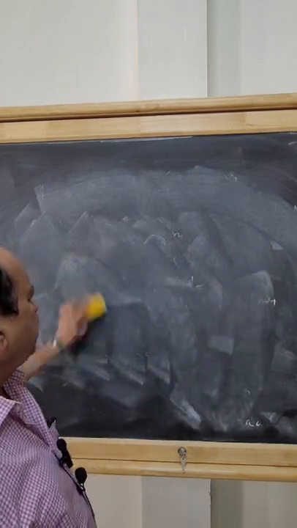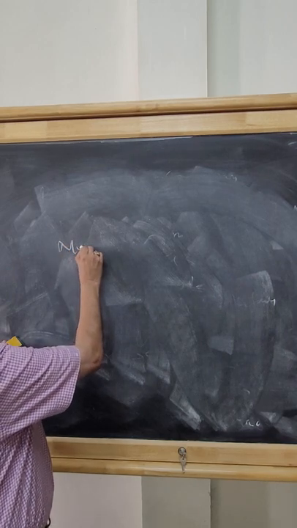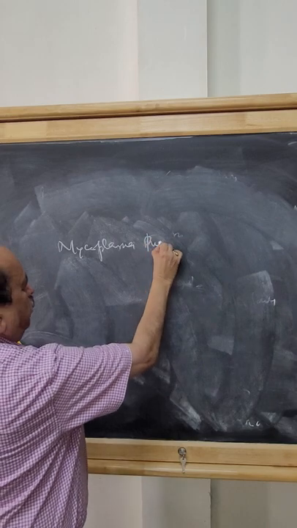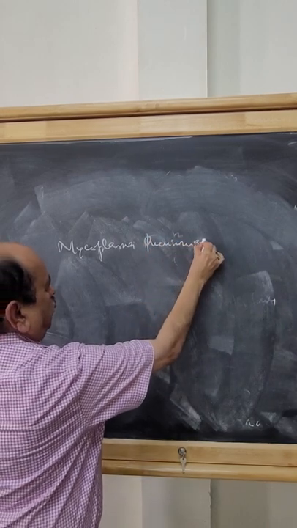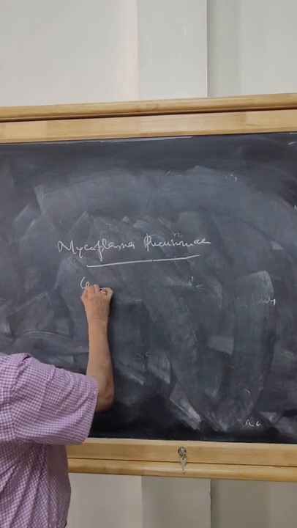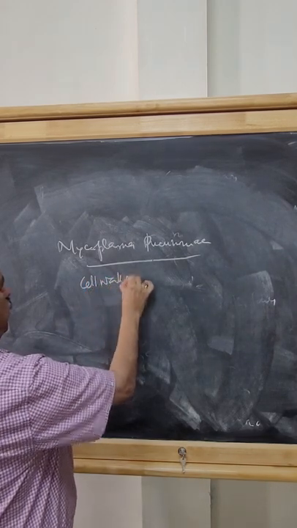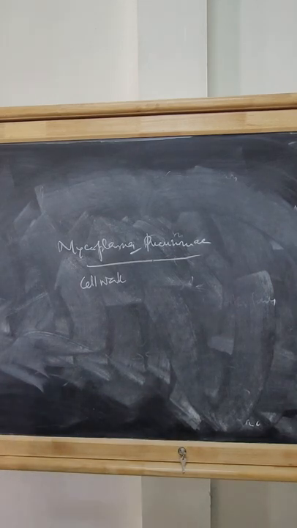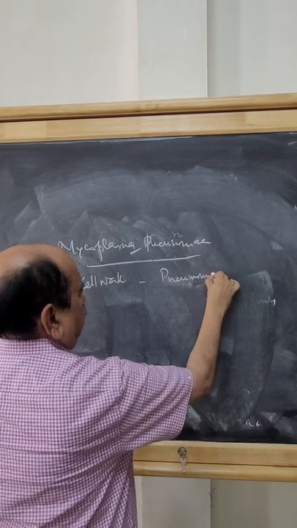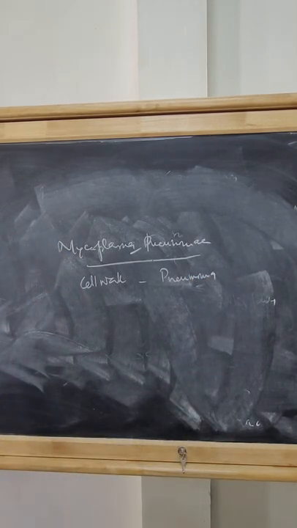Another organism we'll study is Mycoplasma pneumoniae. It is pleomorphic, shapeless, without a cell wall. As the name suggests, it causes pneumonia, primary atypical pneumonia.